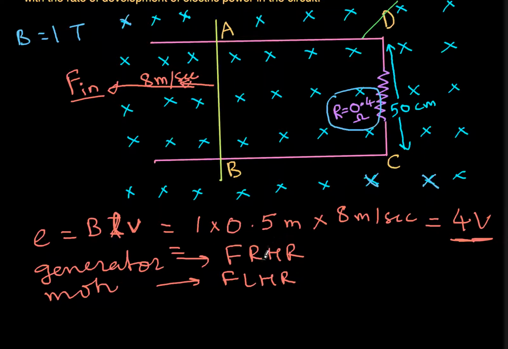So remember this. In fact, I have made a separate video about Fleming's left hand rule and right hand rule. You can search on my channel, you will be able to find it. Now, for a generator, sorry, for a generator the right hand rule, and for a motor Fleming's left hand rule is used. So to determine the direction of EMF and the direction of the current, we use Fleming's right hand rule.